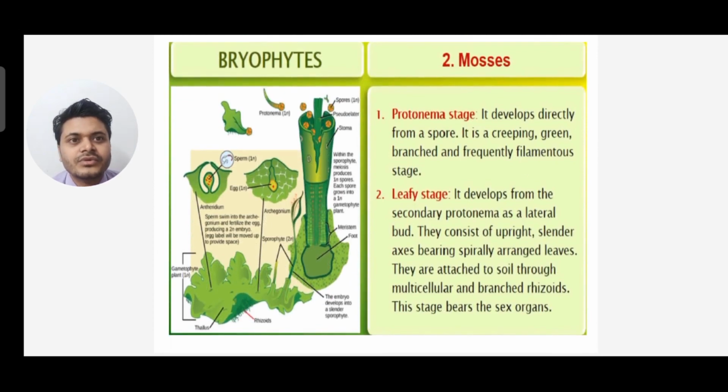Alright, so now what is protonema stage and what is leafy stage? In protonema, it develops directly from a spore. It is a creeping, green, branched and frequently filamentous stage. Alright, and leafy is what? It develops from a secondary protonema as a lateral bud that consists of upright, slender axis bearing spirally arranged leaves that are attached to the soil through multicellular and branched rhizoids. This stage bears sex organs.